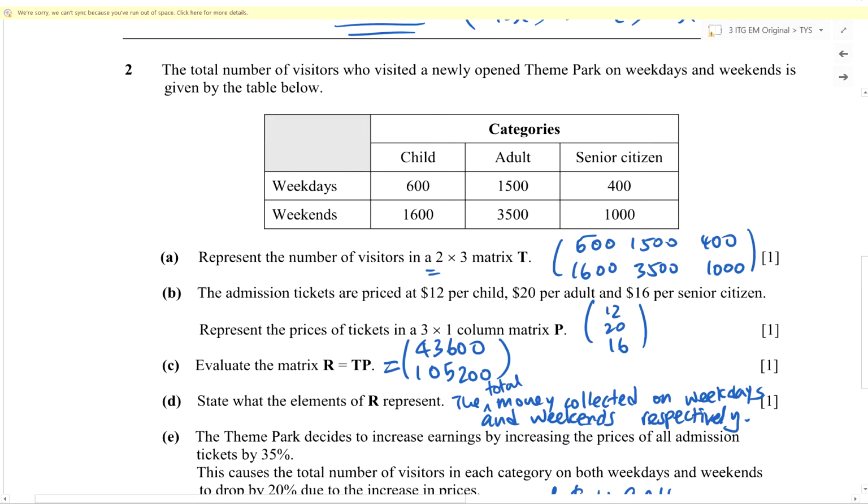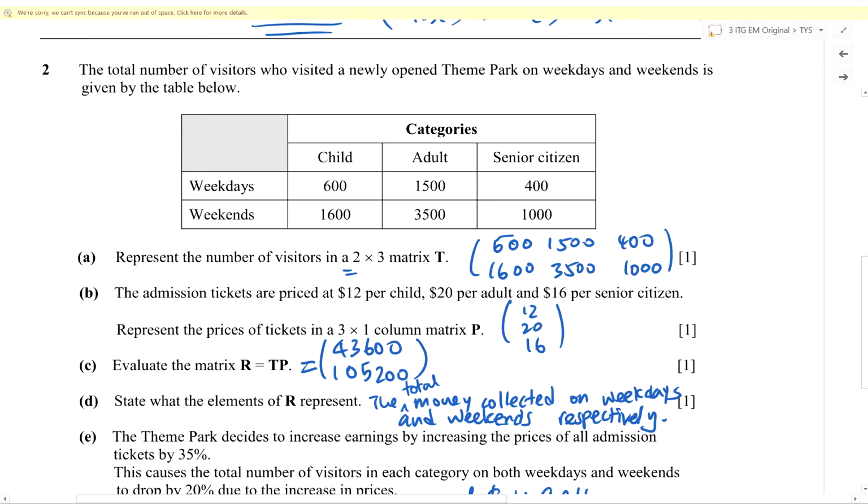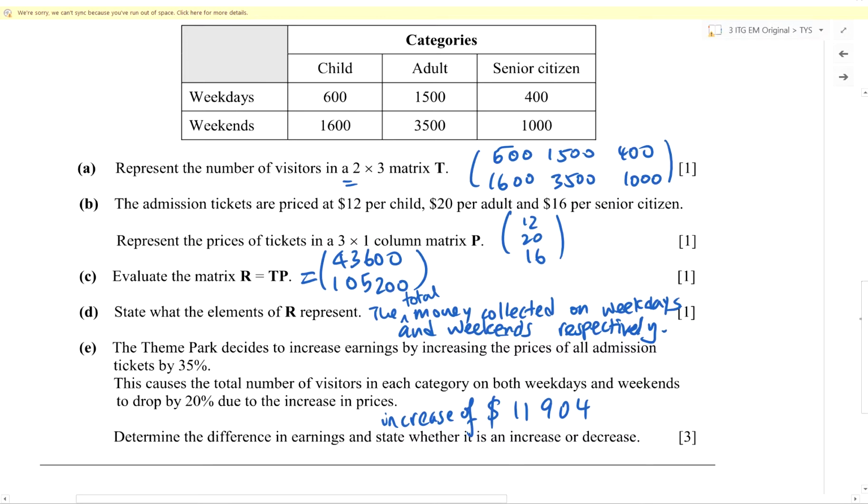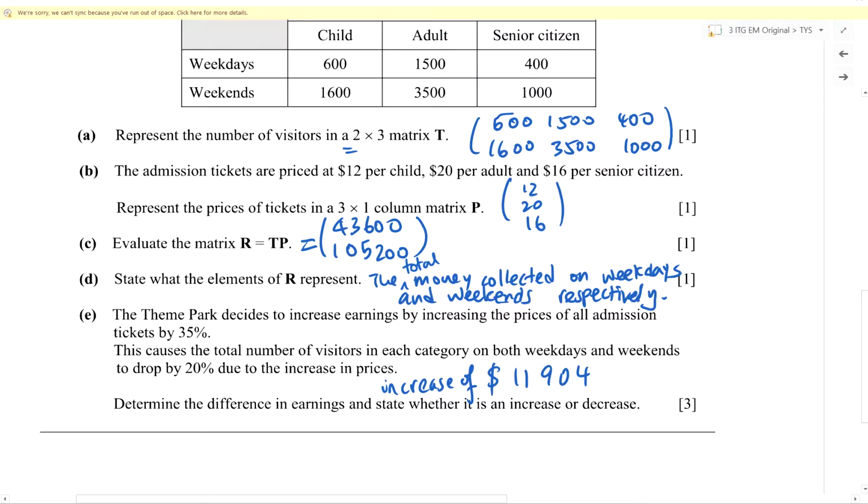If we use matrices, what will it look like? Okay. So you see, we go back to part D. Part D actually tells us what the elements in R represent, right? That's the total amount of money collected in weekdays and weekends. So I need a new matrix R, which involves multiplication of new matrix T, which is the new table with the updated number of people, multiplied by the new P, which is the new price. Therefore, new matrix R equals new T times new P.